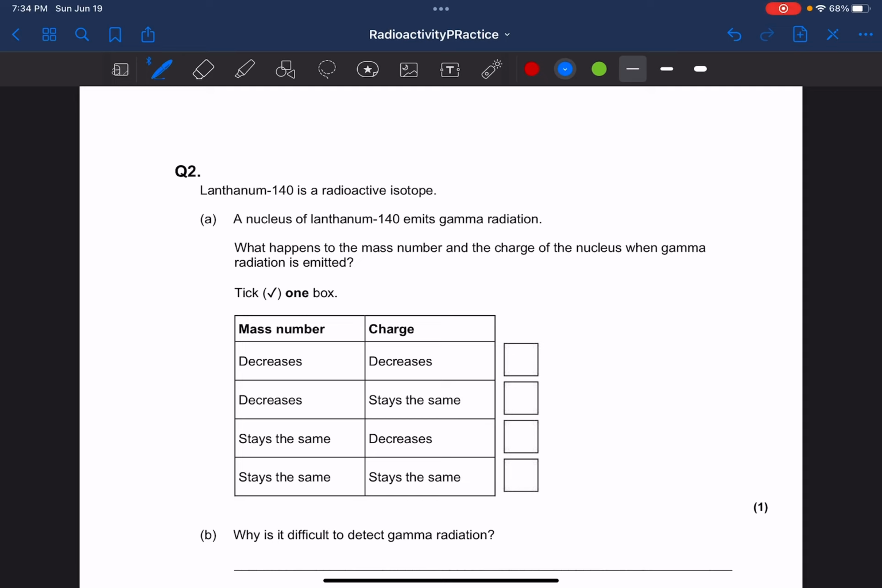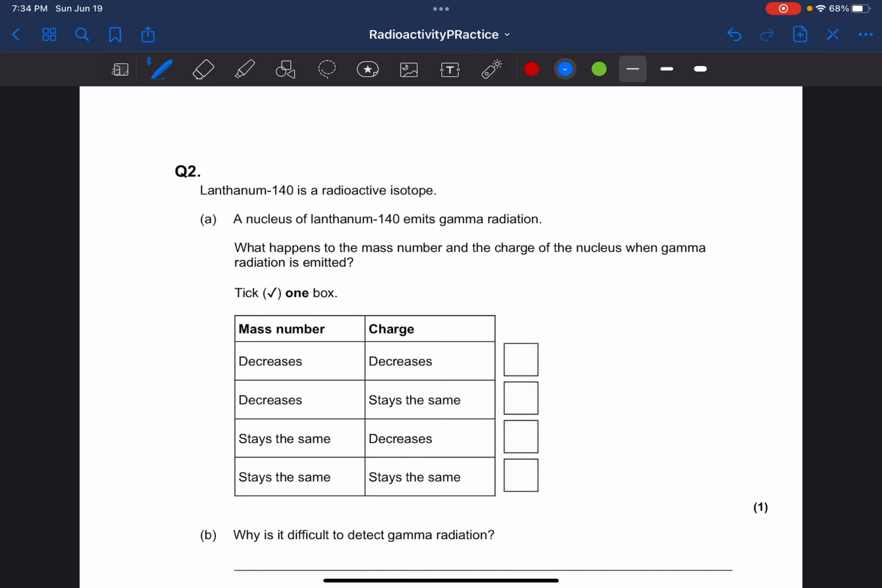So, this here, a nucleus of lanthanum 140 is a radioactive isotope. Lanthanum is the element, 140 is the isotope. It has a mass of 140. So, it emits gamma radiation. What happens to the mass number and the charge of the nucleus when gamma radiation is emitted?